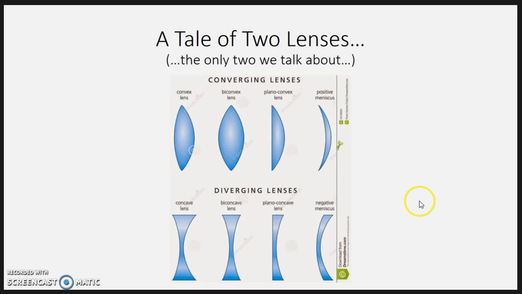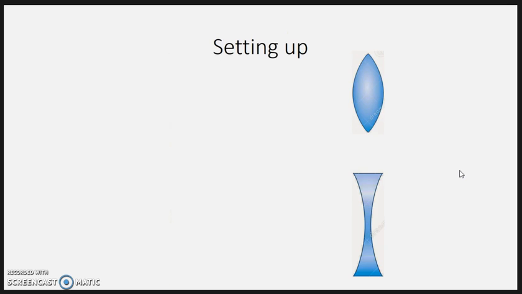They would cause the rays to disperse. And the two lenses that we are going to talk about today are the biconvex lens, otherwise known as the convex-convex or double convex lens, and the biconcave lens, or the concave or double concave lens. And we're going to treat them both at the exact same time. So let's jump into our setup.